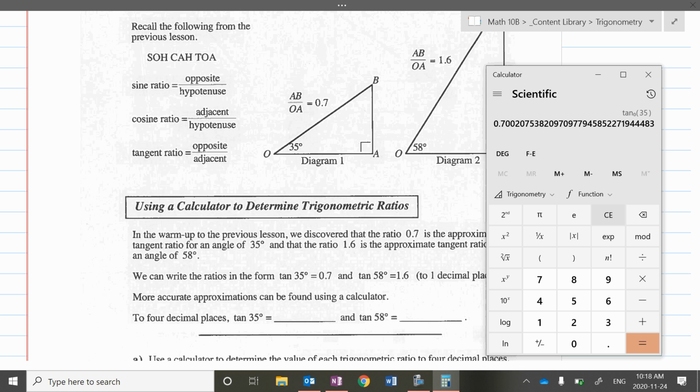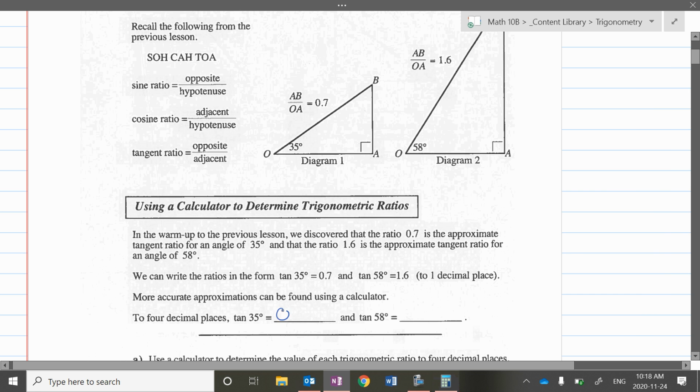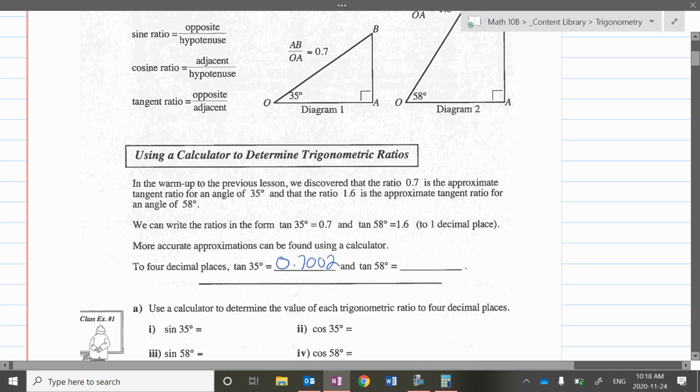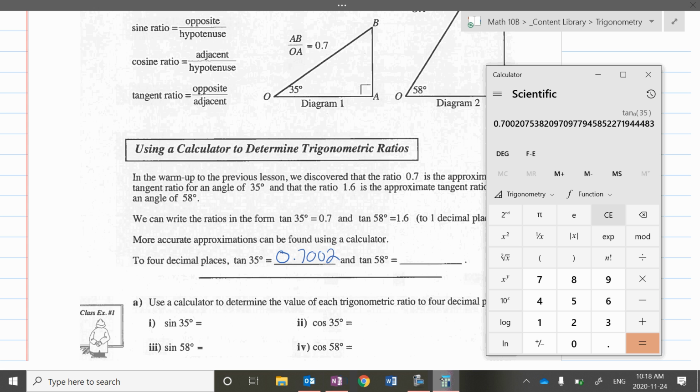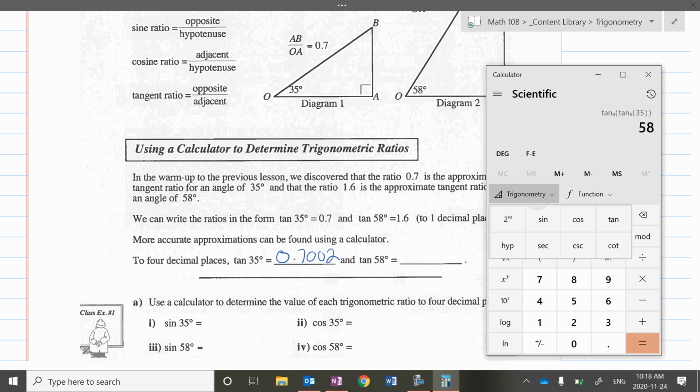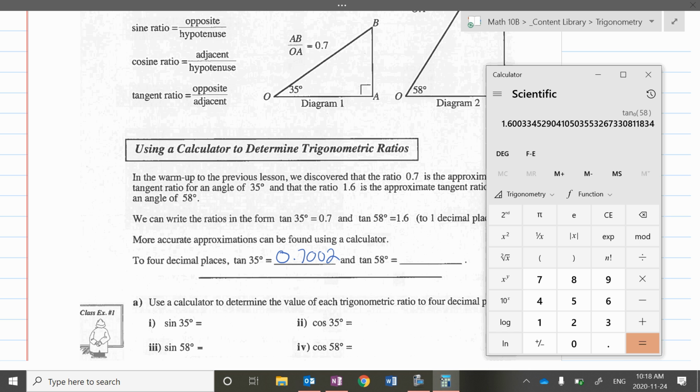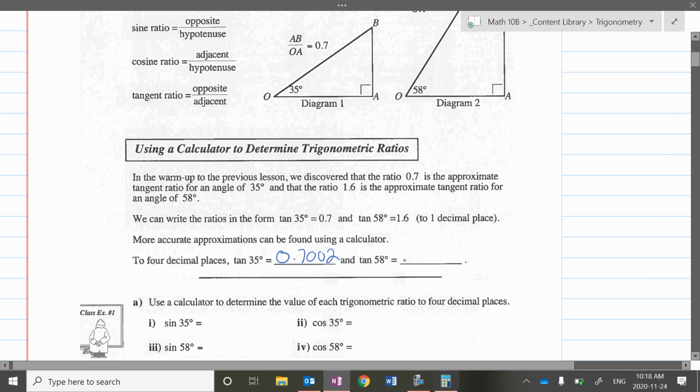So to 4 decimal places, when we do the tan 35, you all should have just seen we get 0.7002. I want you to go in your calculators now and type in the tan of 58. So you're going to do 58, tan, or tan 58, depending on what device you're using. You should get 1.6003 because it wants 4 decimal places.